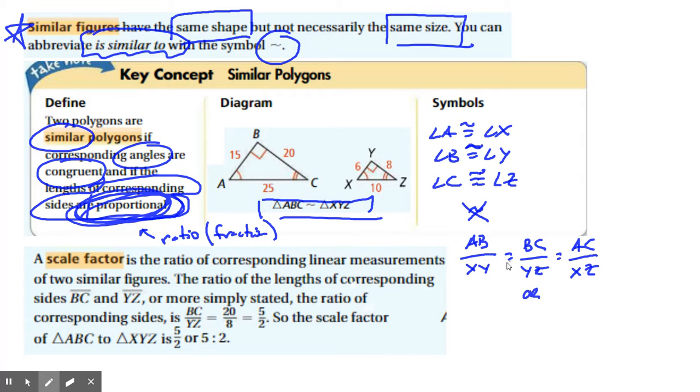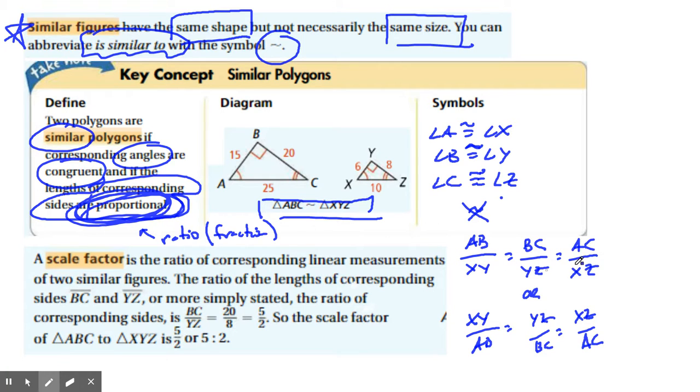Or you could flip these upside down and you could put XY on top and AB on bottom. You could put YZ on top and BC on bottom. Or you could put XZ on top and AC on bottom. So either of these ratios, these extended proportions, is proper. But just notice that you have to maintain the same triangle on the top and the same triangle on the bottom. You can't mix and match. So I can't have like AB on the top in one fraction and BC on the bottom in the next fraction. No. Okay? And the sides must be corresponding.